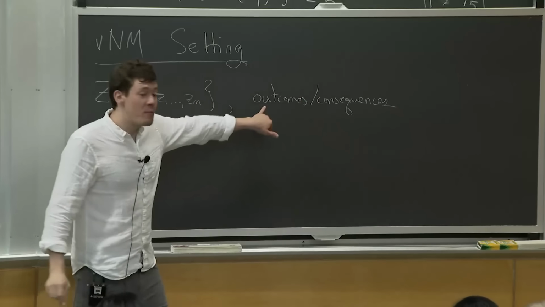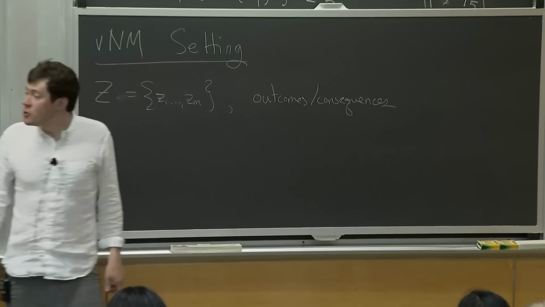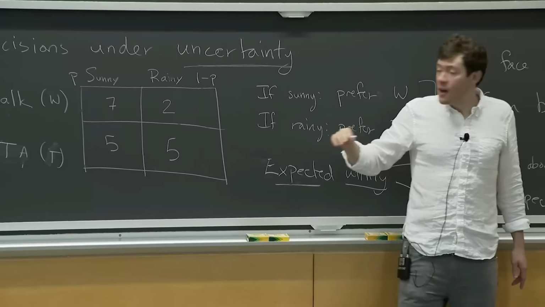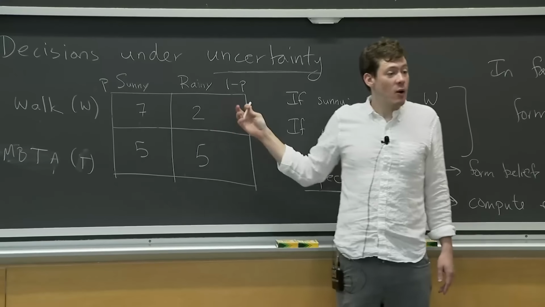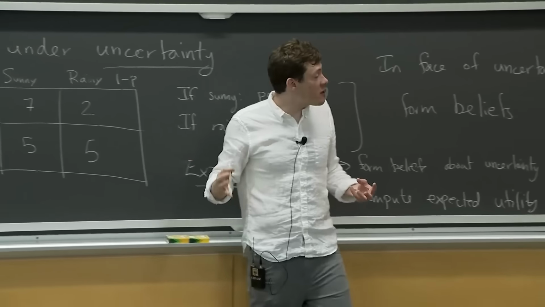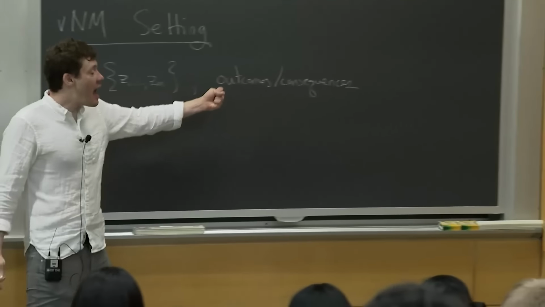And we have to be really careful about how we define outcomes and consequences. So in this game that we described, there are actually 4 outcomes. I walk home in the sun, I walk home in the rain, I take the tea in the sun, and I take the tea in the rain. It's important to understand the outcome has to capture everything about my choice.